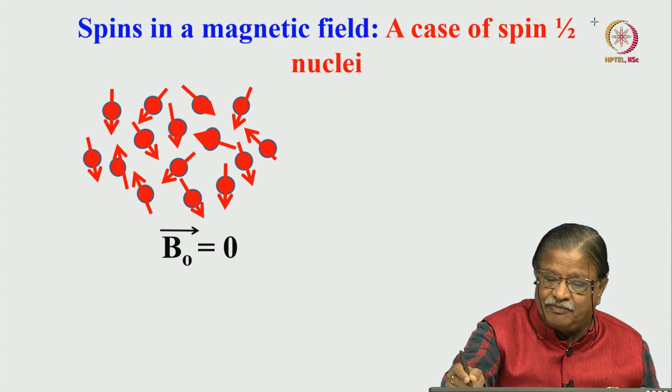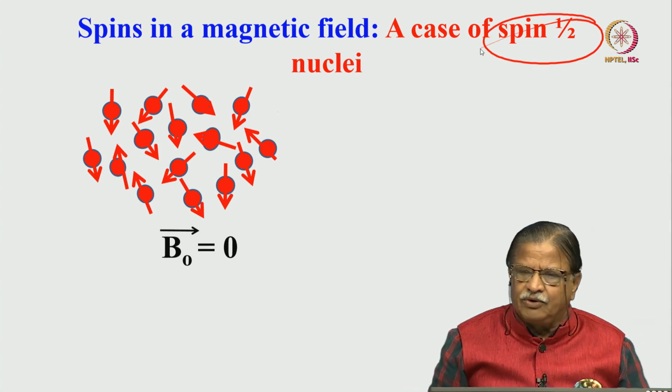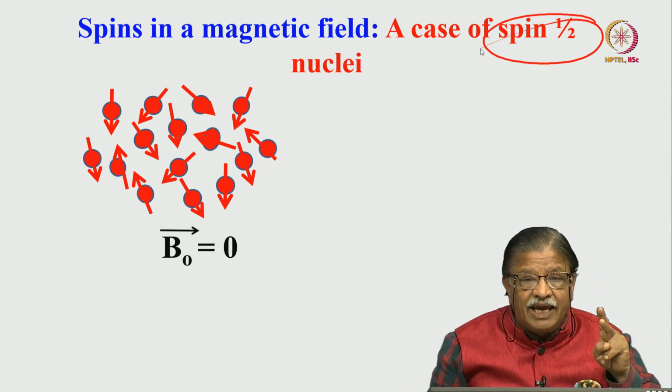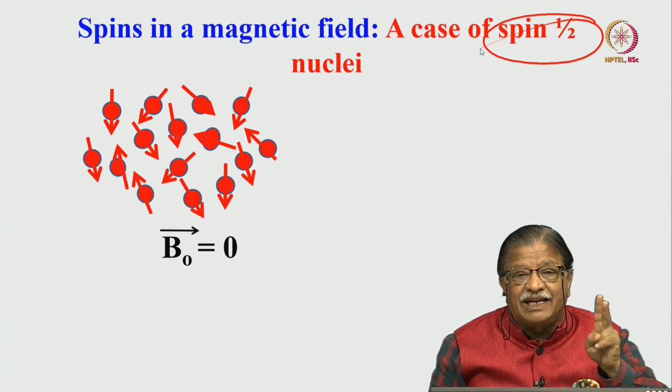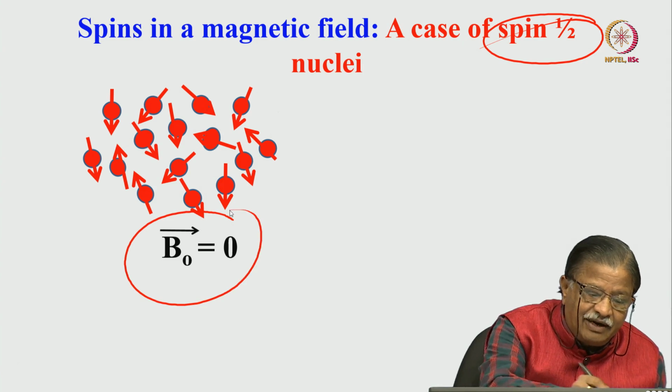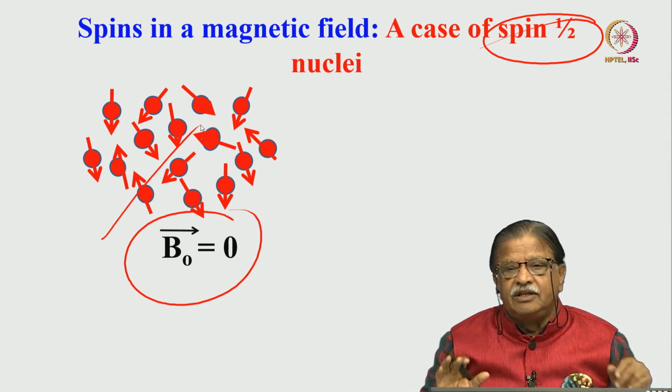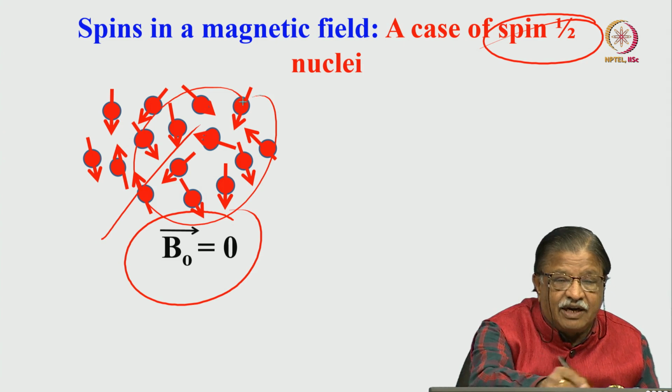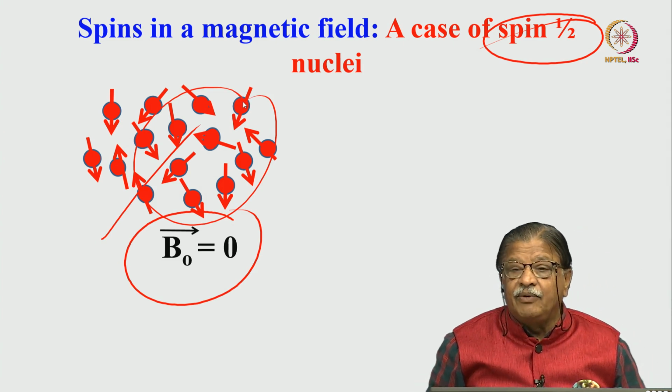I take the example of spin half nuclei. As I told you, spin half nuclei have only two possible orientations, plus half and minus half. In the absence of the magnetic field, they are all randomly oriented. You see, there is no preferred orientation at all. They are all randomly oriented.